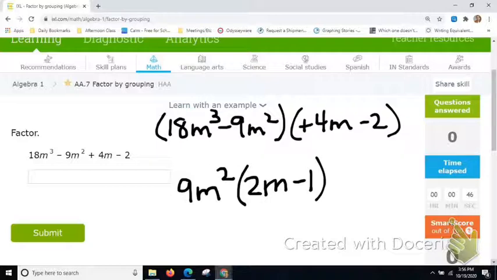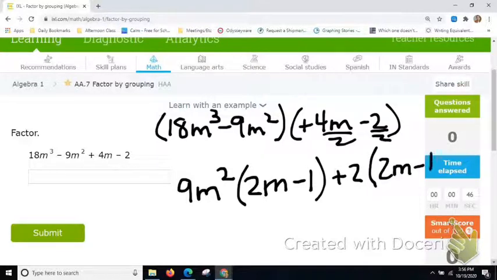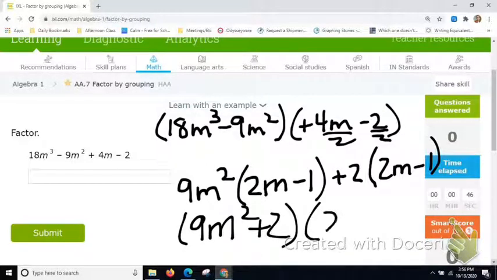Then I look at the second two. What do they have in common? Not much, just a 2, and it would be a positive 2. So I'm dividing both of those by 2. Then that's 2m minus 1. And I'm happy because my parentheses match. And what's on the outsides gets grouped together. So what we'll be typing in is 9m squared plus 2 times 2m minus 1.